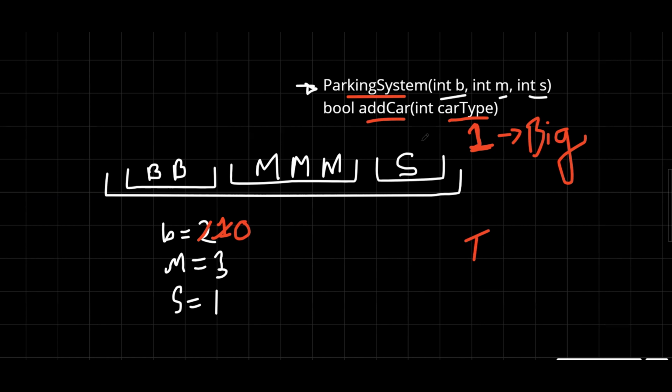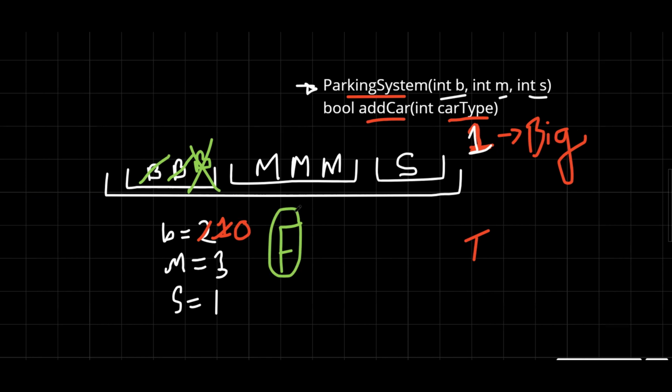Now, suppose we take another 1 as the parameter. That means we have to place another big car into our parking lot. But wait, in our parking lot, we have already used 2 slots available for the big car. So can we place the third big car here? The answer will be definitely no. As the value of B is 0, in this case, we have to return false. I hope you understood the algorithm.